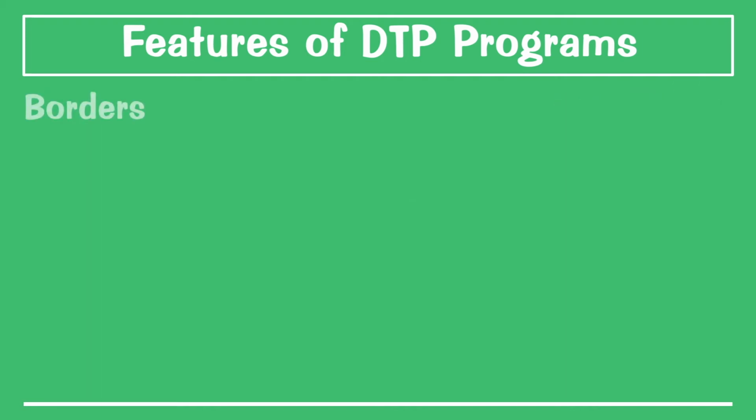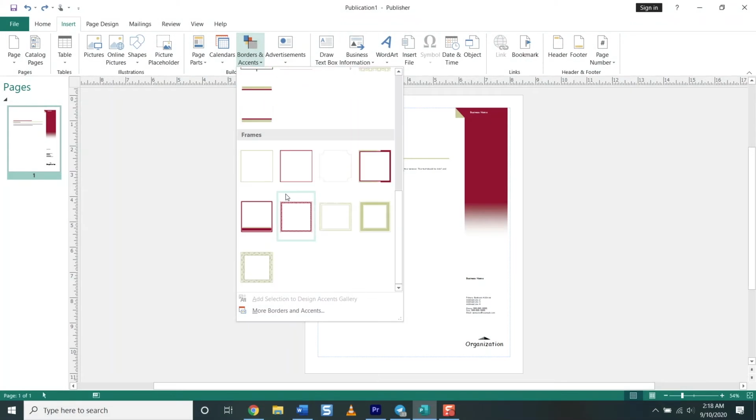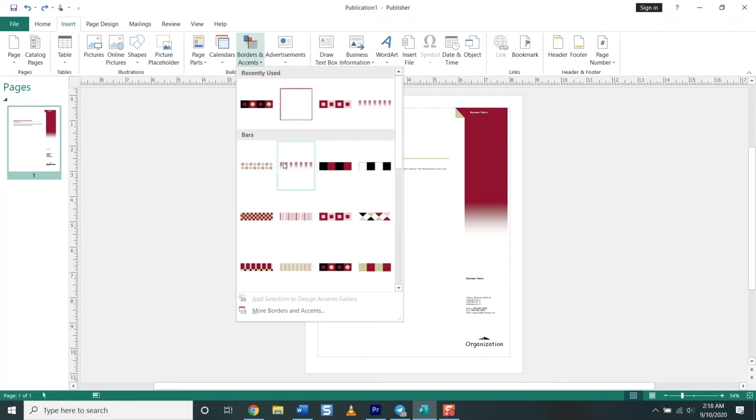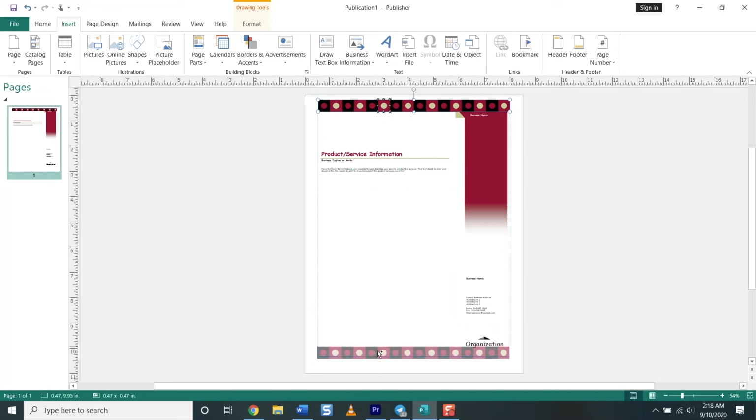Then the next feature is borders. You can add or format different types of borders. Borders make objects stand out. They can be a simple colored line, or they can also be a complicated artwork.